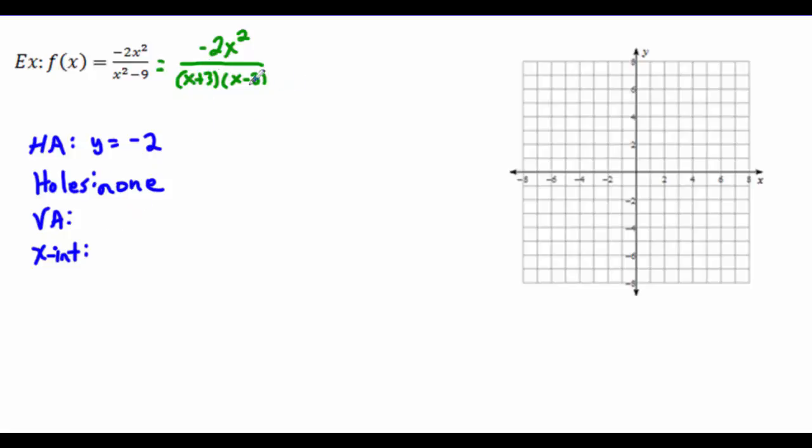It'll happen soon. We set the bottom equal to 0 to get our vertical asymptotes. So there's one at positive 3 and one at negative 3. We set the top equal to 0 to get x-intercepts.